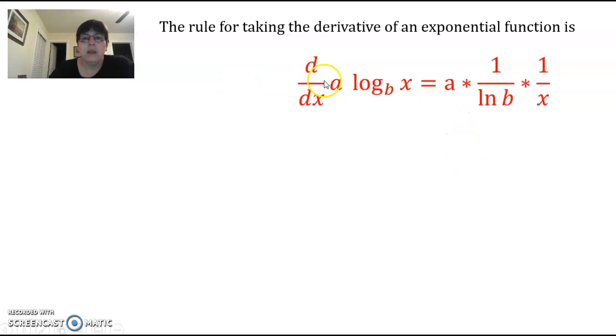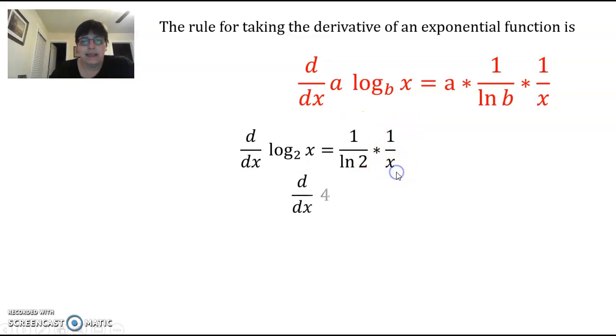It's pretty simple. If you have a constant times a log base b function, then it's the constant times 1 over natural log of b times 1 over the variable or function. So, example, the derivative of log base 2 of x is 1 over natural log of 2 times 1 over x. The derivative of 4 times log base 3 of x is 4 times 1 over natural log of 3 times 1 over x. That 1 over x just keeps coming along.